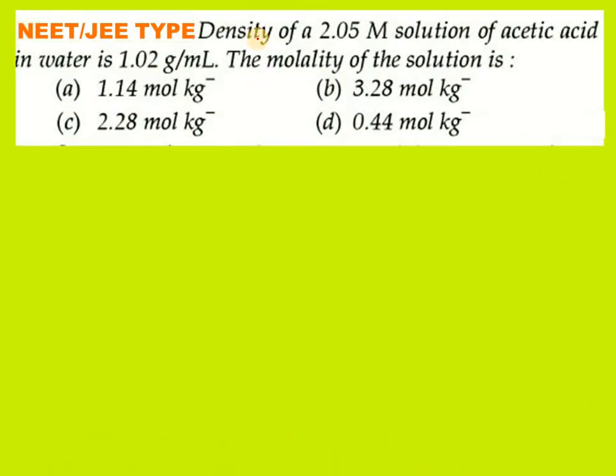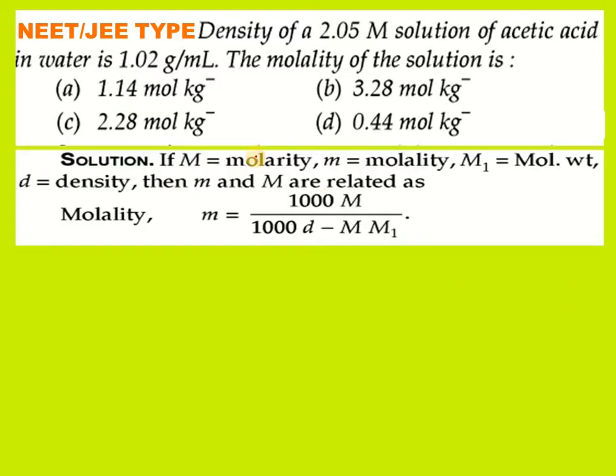Next question. The density of a 2.05 molar solution of acetic acid in water is 1.02 grams per ml. The molality of the solution is? To find the molality we have a formula: molality m equals 1000 M divided by (1000 d minus M times the molecular weight of the solute). In this formula, capital M is molarity and small m is molality. Capital M1 is molecular weight and d is density.